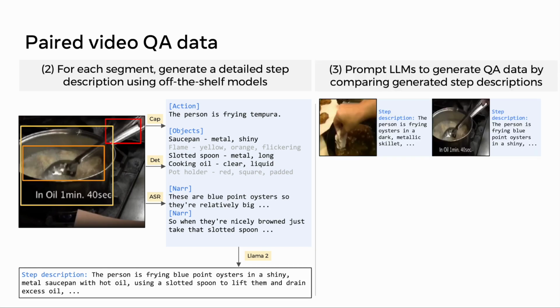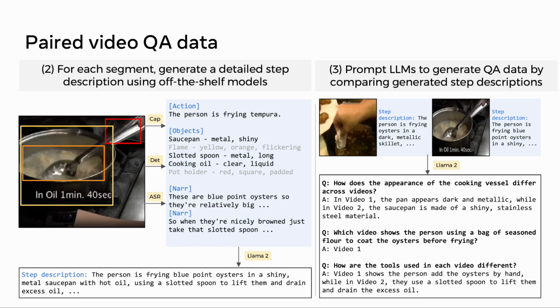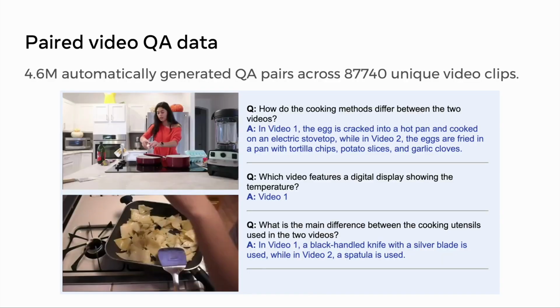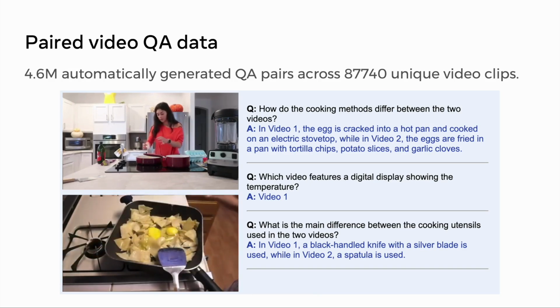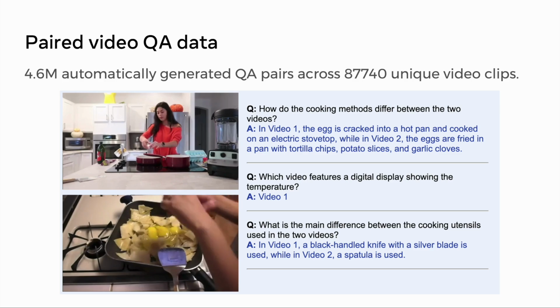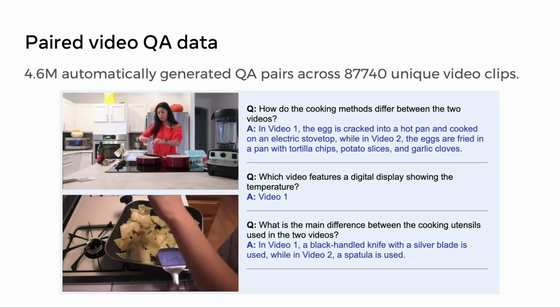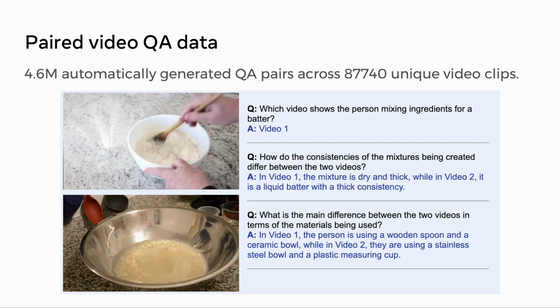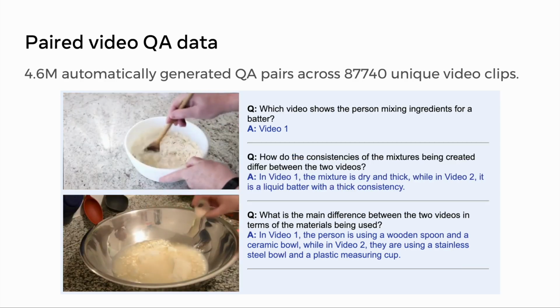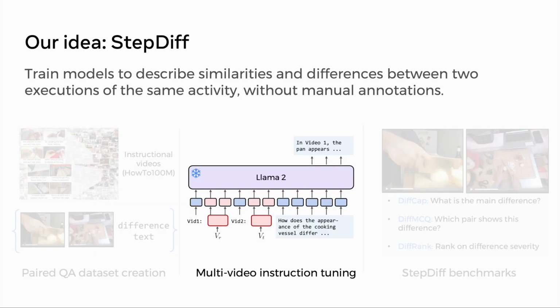Finally, we prompt an LLM to compare and contrast the generated text descriptions to generate a sequence of questions and answers that involve reasoning about both videos together. This paired video QA data becomes the training data for our models. This is automatically generated and it's naturally noisy, but it captures this new class of comparative reasoning questions spanning various relevant axes like tools, ingredients, consistencies of mixtures, and so on. We use this data as weak supervision for training.